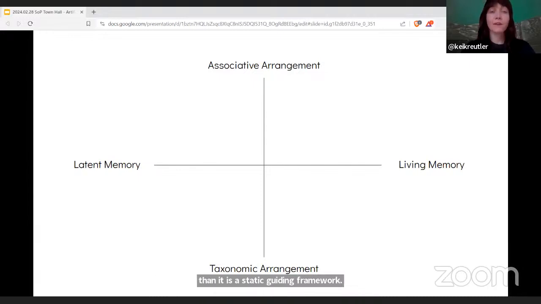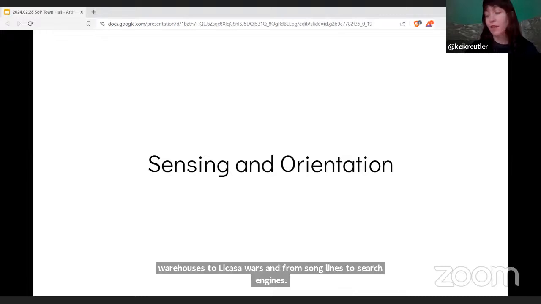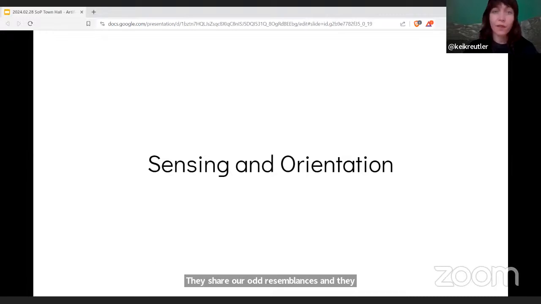What the framework does try to offer is a deepened sensibility around how memory operates, while simultaneously trying to create some distance between ourselves and the increasingly ubiquitous memory-as-data metaphor. This sensibility is not about searching for better forms of artificial memory, but only about how they function in the world. And these examples, from shipping warehouses to Lukasa boards and from songlines to search engines, share odd resemblances and also obvious differences. They don't suggest any obvious value judgments between them.